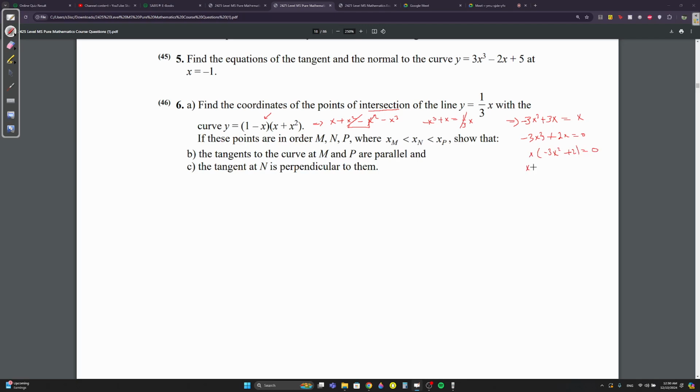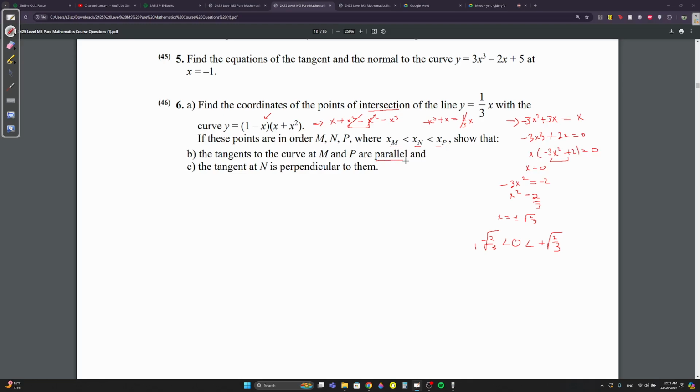Okay? You're gonna get 3 solutions. Always x equals 0, and you're gonna get this one here. -3x squared equals -2. Divide by -3, you're gonna get x squared equals 2/3. So x is gonna be plus or minus root 2/3. So what is M, N and P? You're gonna have -root 2/3, then you have 0, then here you're gonna have the positive root 2/3. So P is root 2/3, N is 0, M is -root 2/3.